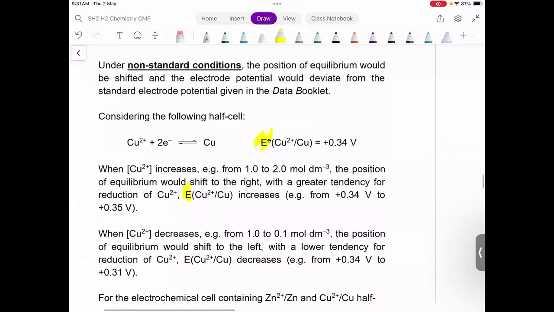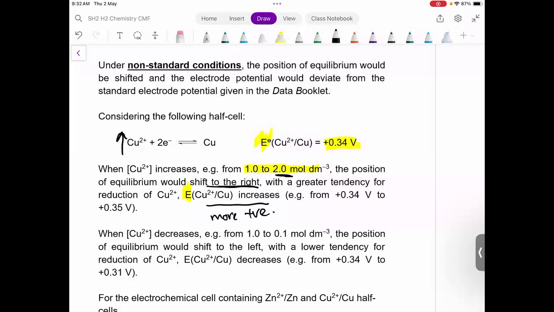Okay, so under standard condition, as quoted from the data booklet, the standard electrode potential of copper 2+ to copper will be a positive 0.34. Okay, but then if you make a change to the concentration of the copper 2+, this will mean that there will be a shift in position of equilibrium. Okay, so as you increase the copper 2+ concentration to 2 mol per dm cube, it will favor the right-hand side in response to Le Chatelier's principle. Okay, so therefore, I will expect the value to become more positive. Okay, so it will become more positive.